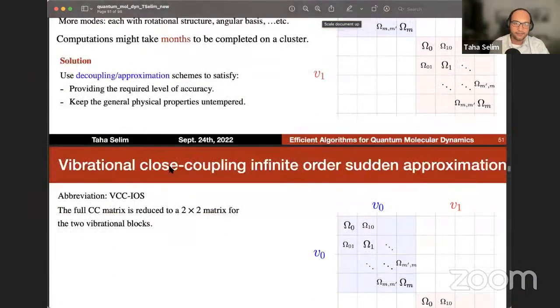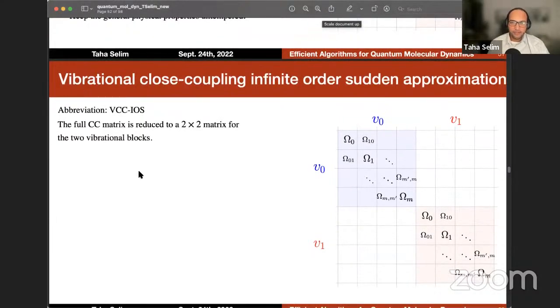But of course it depends on the level of accuracy that is needed. So here we come to Sebastian's question about what approximation could be done for such an equation. The first one from the literature is called vibrational close coupling infinite order sudden. For that, we see that the full CC matrix is reduced to a 2x2 matrix for the 2 vibrational blocks.